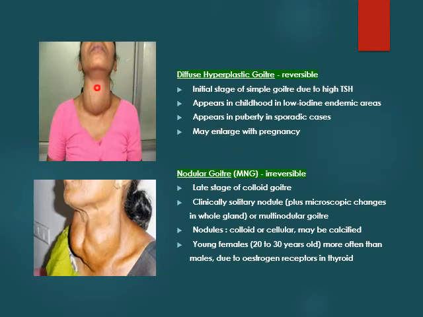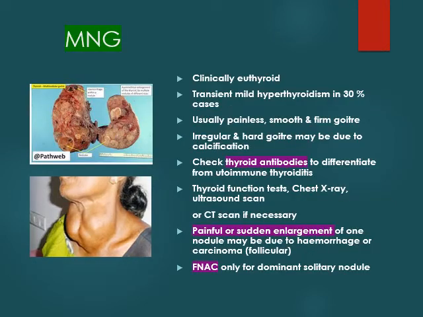This is a diffuse hyperplastic goiter. It's the early stage, which is reversible, and usually occurs in younger people, children, and even in puberty in sporadic cases. It may enlarge with pregnancy. And this diagram here is a case of a late stage nodular goiter, multinodular goiter, which is irreversible. Okay, these are the two stages in the formation of multinodular goiter.